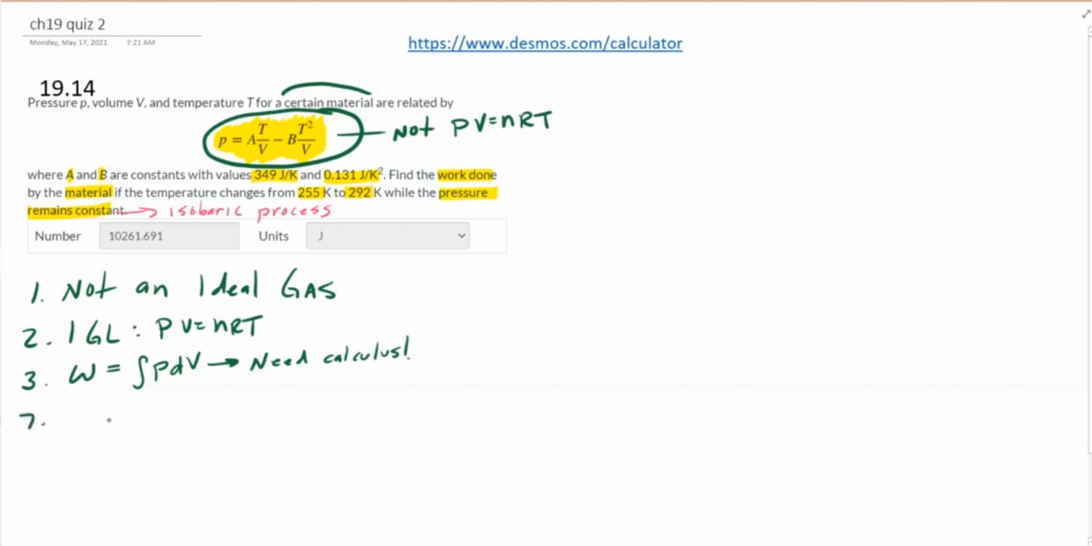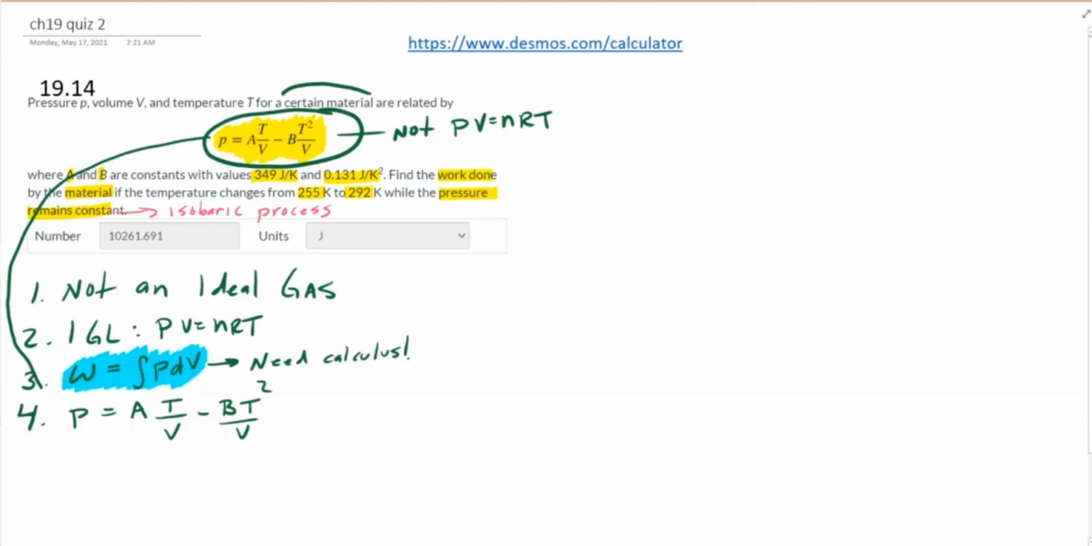So I'm going to start here. I know it's given P equals A, which is some constant, times T, which is my independent variable, over volume minus BT squared. So I'm just writing this down. I'm just sort of copying and pasting this expression. And this is step 4, not step 7. All right, so I guess here's my thought process. I am still very much focused on this expression for work. It's not enough definition. We derive this.